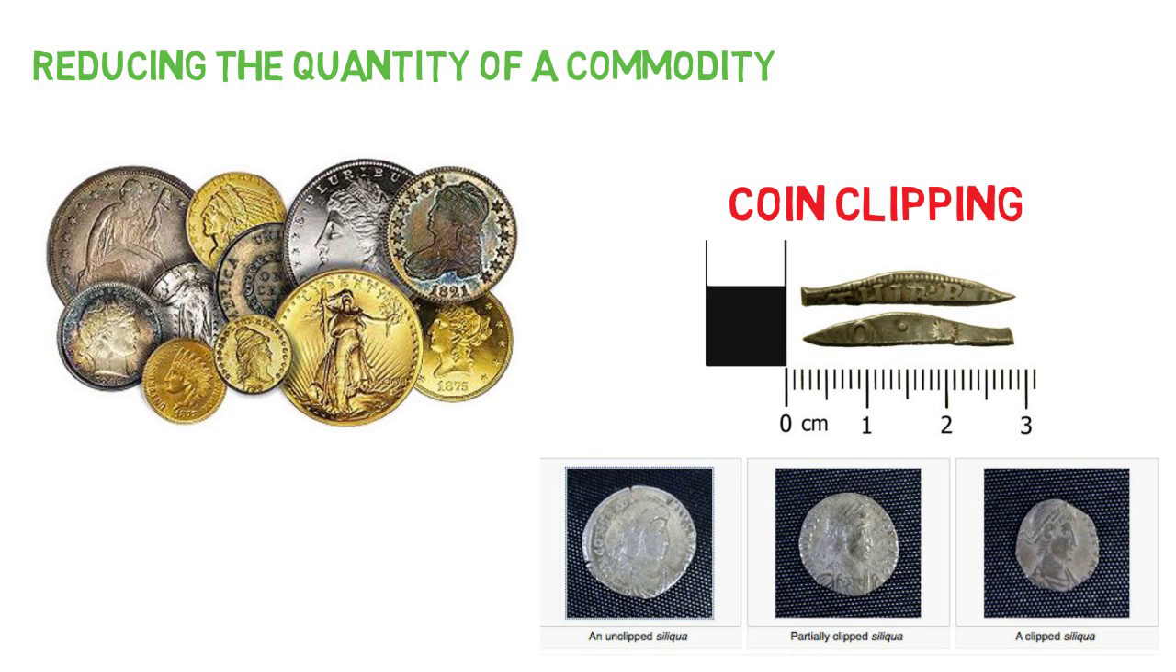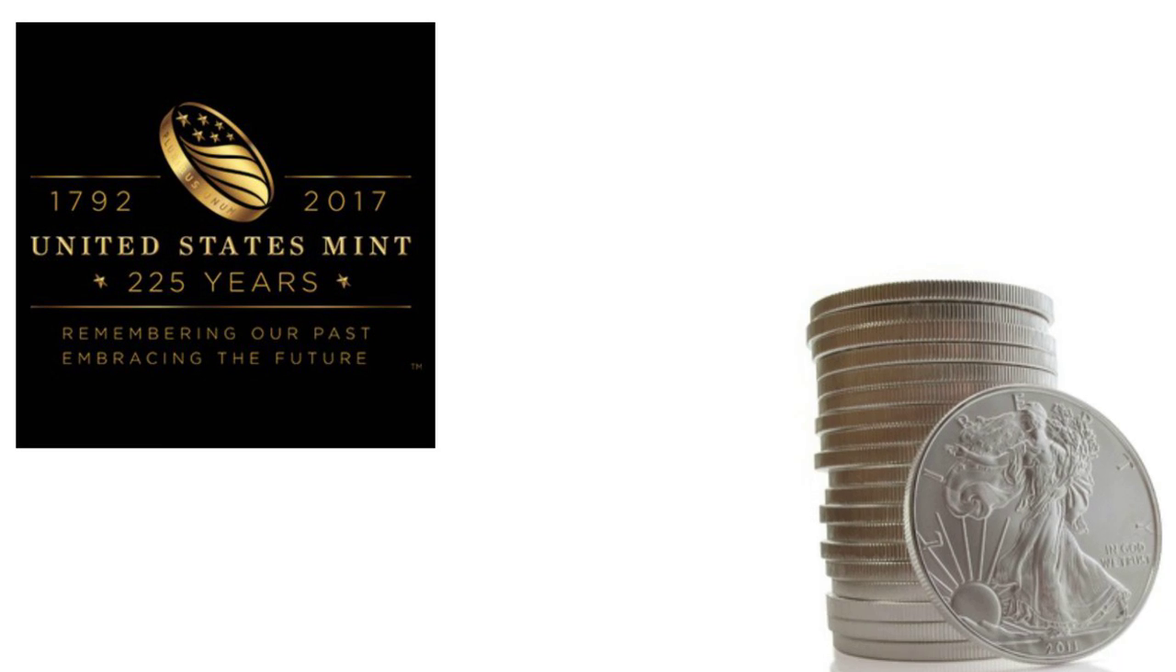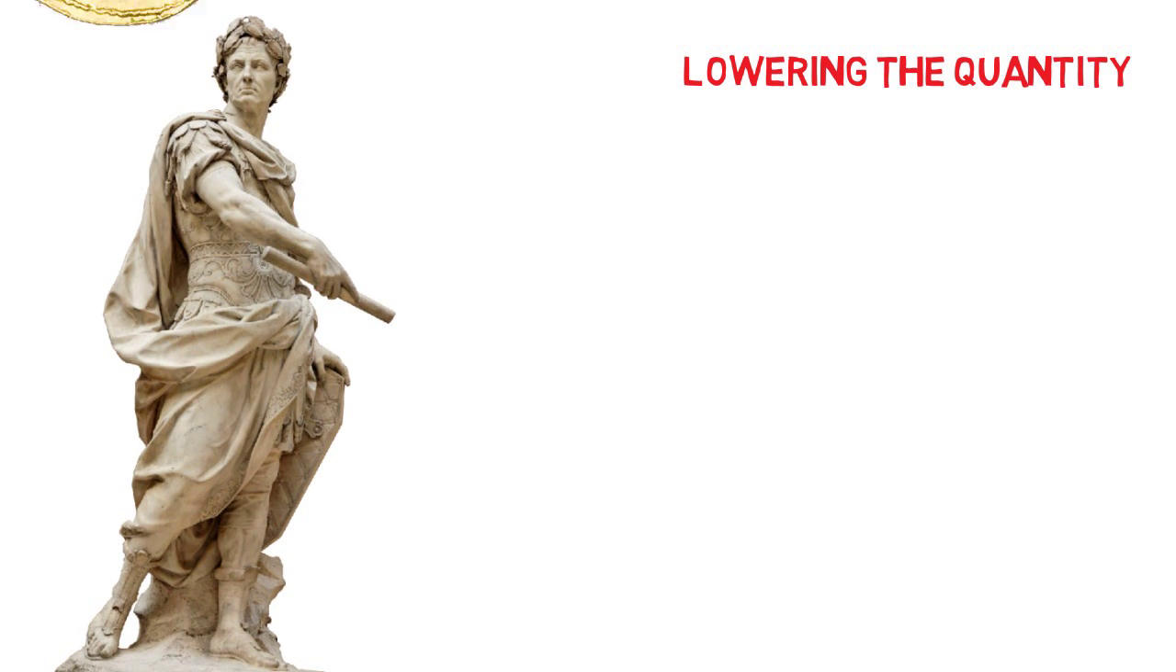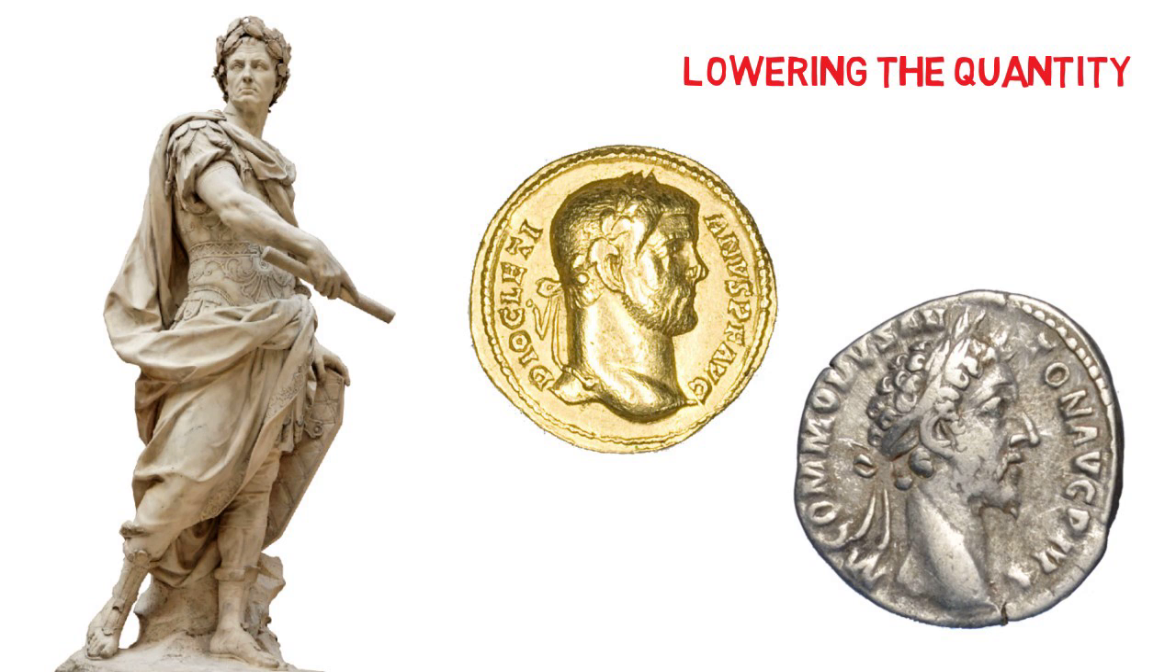Coin clipping has occurred many times since the time of the Romans, both publicly and privately by con artists. To combat these issues, mints milled the edge of gold and silver coins to make sure the coin clipping could be easily detected. Another way of debasing the commodity money was by lowering the quantity of gold and silver in coins. During the ancient Roman time period and onward, the best way of debasing was by lowering the amount of gold or silver in coins issued by the monarchy.